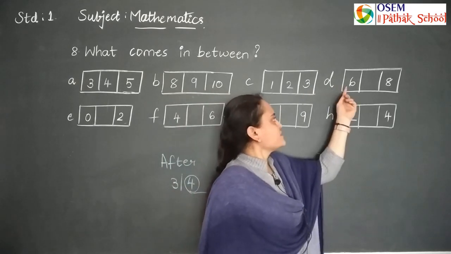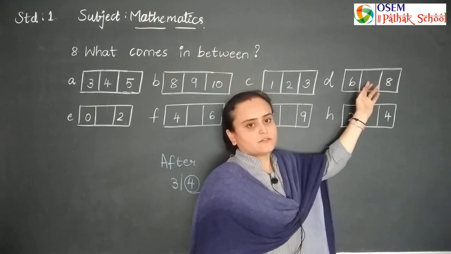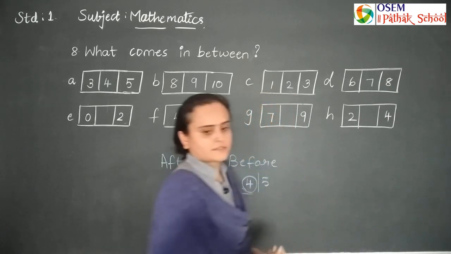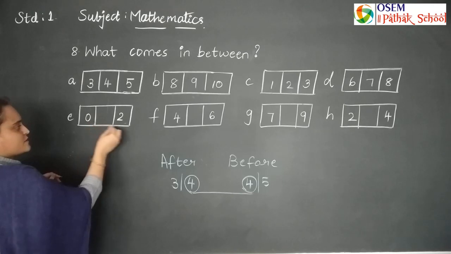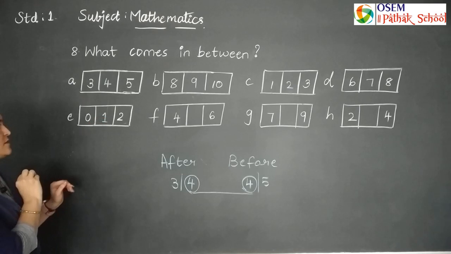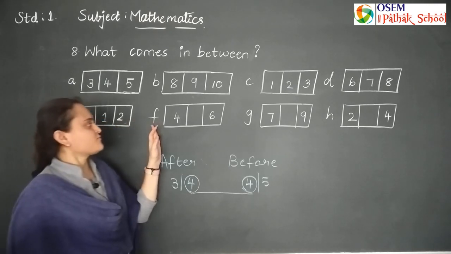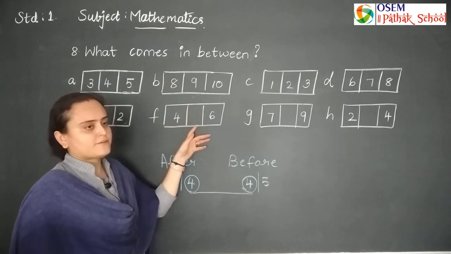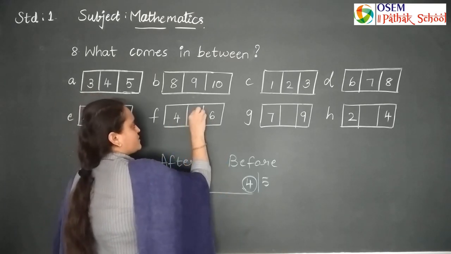Then D, 6 and 8. After 6, 7, and before 8, 7. Answer is 7. Now E, after 0 and before 2, which number will come? 1. In between number is 1. 0, 1, 2. Then F, 4 and 6. Which number will come in between? After 4, 5. Before 6, 5. Then it will come 5.